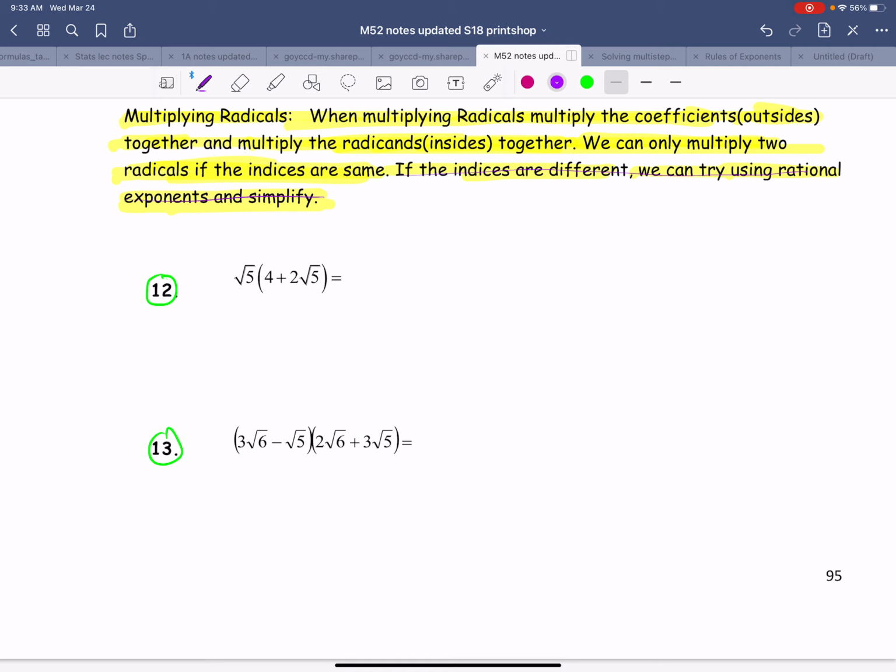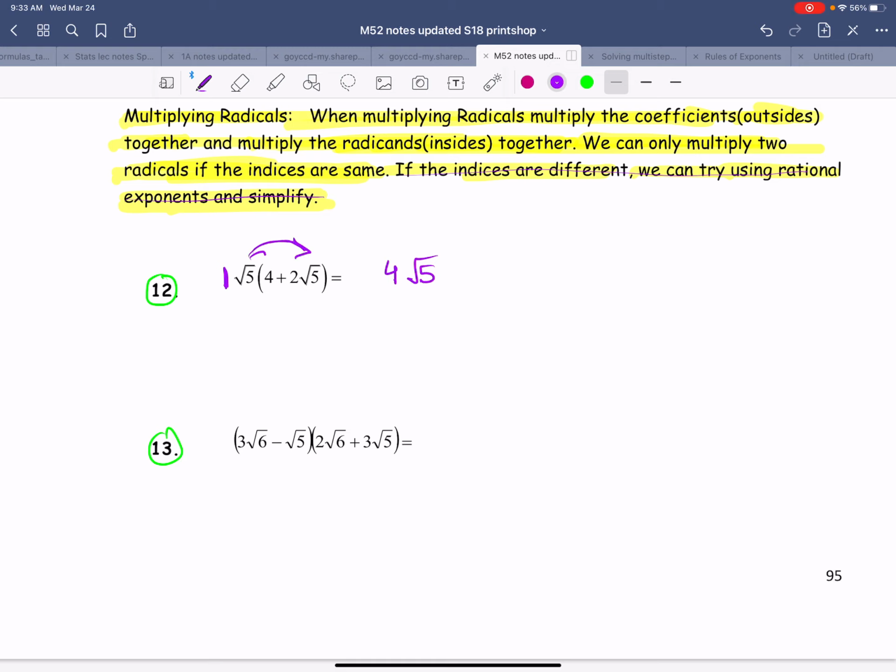All right, here's number 12 example. So I'm supposed to distribute root 5 into this parentheses. So root 5 times 4. In front of root 5, I do have the coefficient 1, remember? So we already said that we can think of 4 like 4 root 1. We already said multiply the outsides together and insides together. So 1 times 4 is 4. Root 5 times root 1 is root 5.